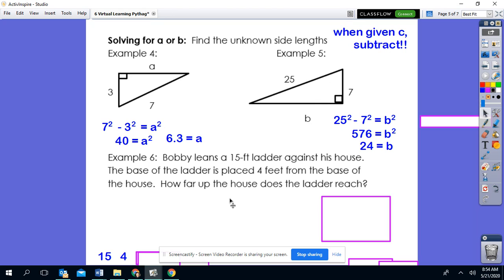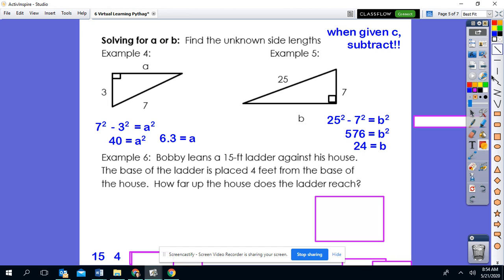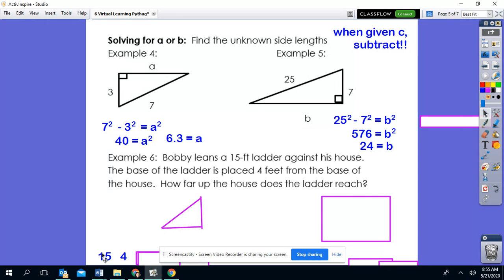Okay, here's our example with a word problem. So we need to draw a picture. So it says that Bobby leans a 15-foot ladder against his house. Well, here's our ladder. Okay, our house is going to be, we're just going to have the vertical side of the house. And it says he placed it 4 feet from the base of the house. Now, this is not a great picture. And you can label it. Next, that ladder is going to be 15 feet. And again, it's not to scale, so it's okay.